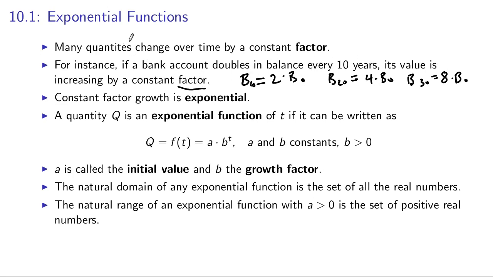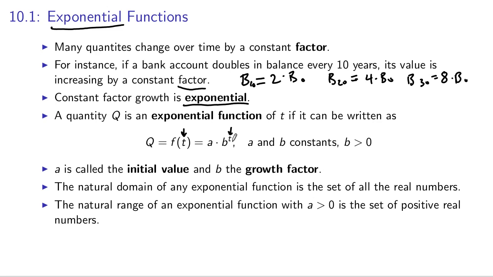Constant rate is linear growth. A constant factor is exponential growth. So we can express an exponential function of t in the following form: a times b to the t, where a and b are constants and b is bigger than 0. So notice here that our input to our function is in the exponent, not the base. This is a new concept for us. And this is the core of an exponential function: a constant to a variable power.